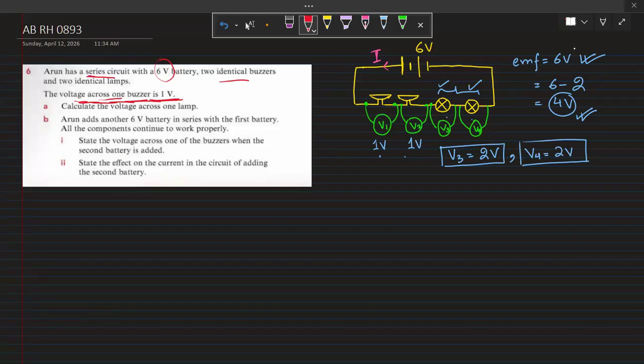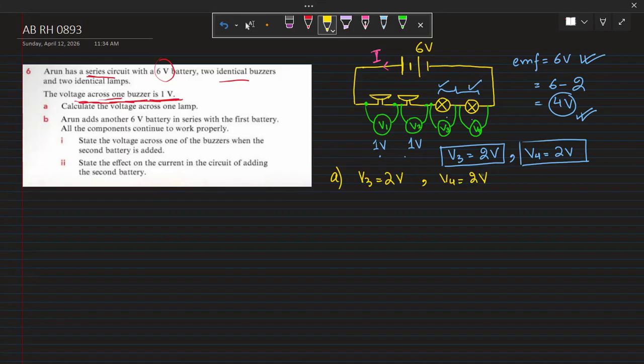So far we have done part A. Part A is about getting the value of the voltage across one lamp. Remember, voltage drop and potential difference are the same thing. In part A, they are asking about the voltage of one lamp. So V3 is going to be 2 volt and V4 is going to be 2 volt.